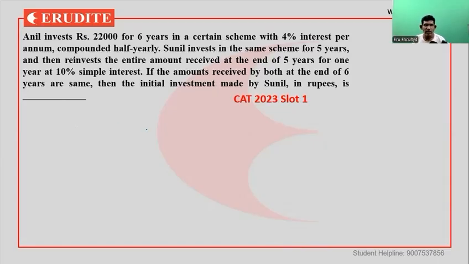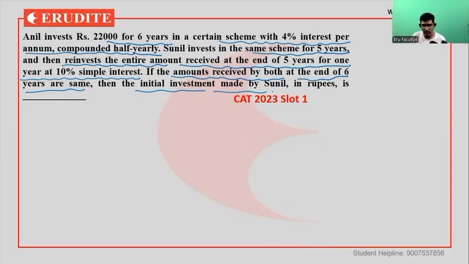It says, Anil invests rupees 22,000 for 6 years in a certain scheme with 4% interest per annum compounded half yearly. Okay, this is half yearly interest. Sunil invests in the same scheme for 5 years, then reinvests the entire amount received at the end of 5 years for 1 year at 10% simple interest. If the amount received by both at the end of 6 years are same, then the initial investment made by Sunil in rupees is what? Again, another tricky question. So what do you do here?